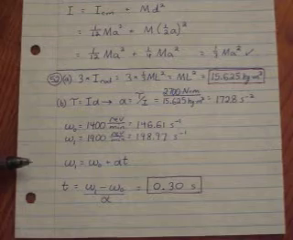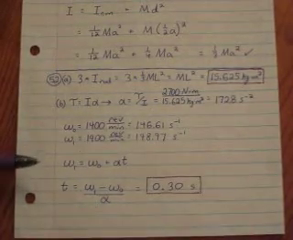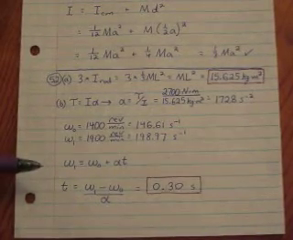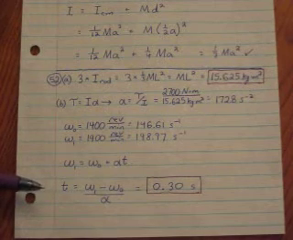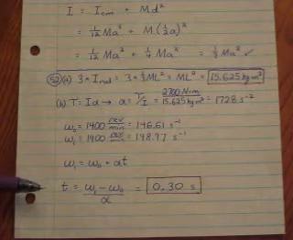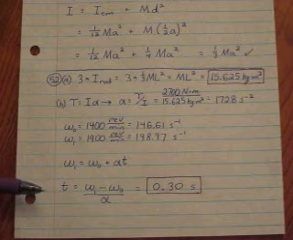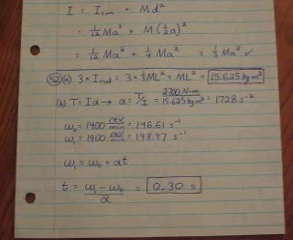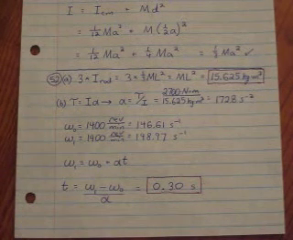Then we use this equation, omega final equals omega initial plus alpha t. We solve it for t. t equals the difference of the omegas divided by alpha. And you should get a time of 0.30 seconds.